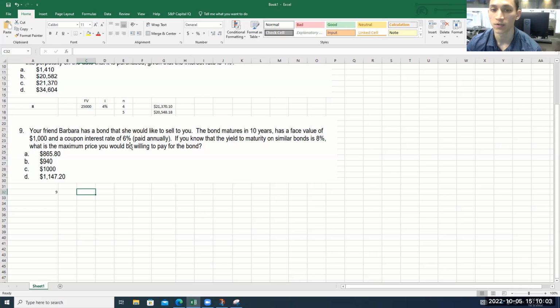It does tell us that the face value is $1,000, but the bond actually has a coupon interest rate of 6%. We need to take that bond and multiply it by its coupon interest rate to calculate the amount of payment that'll be made. So this is going to be the payment. We take the $1,000 face value, multiply it by its coupon interest rate. 1,000 multiplied by the 6%, and that's going to be $60 payment.